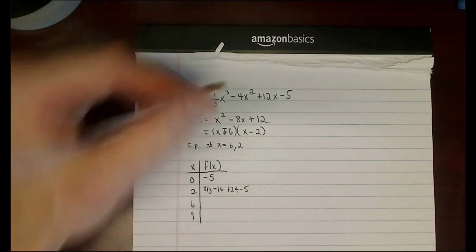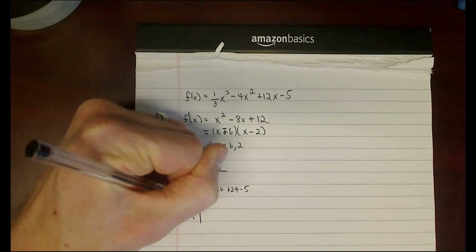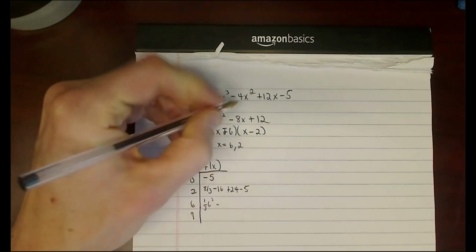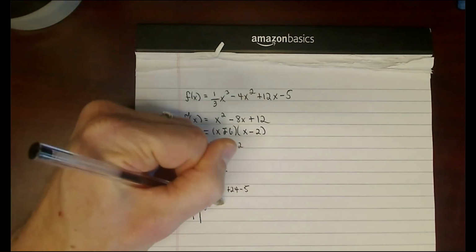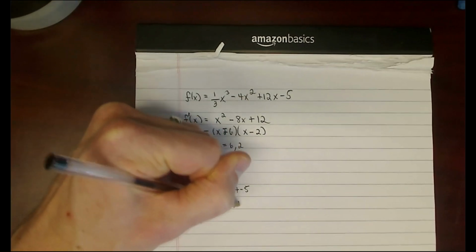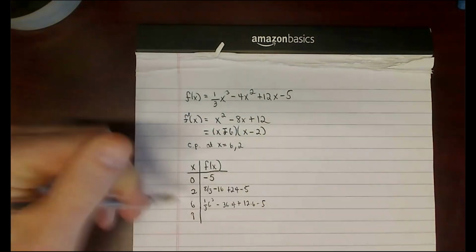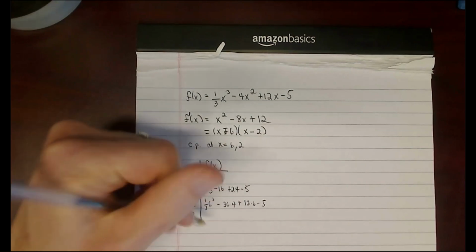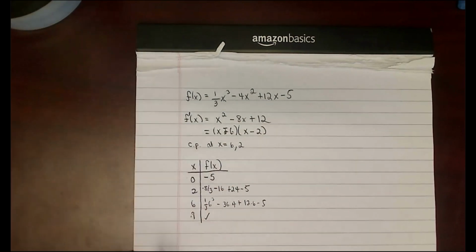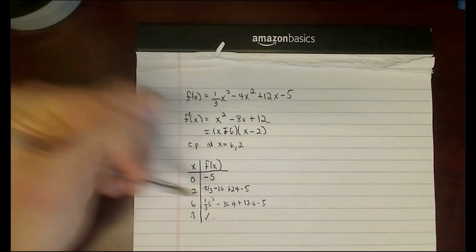I plug in 6. Boy, you get 6 cubed. That's pretty big. You get 1/3 times 6 cubed, and then you get 6 squared, so 36 times 4. And then we have 12 times 6 minus 5. So this turns out to be a number that's bigger than this one, but 9 is going to turn out to be even bigger. Now, one way to recall this without actually going through the arithmetic is 2 things.